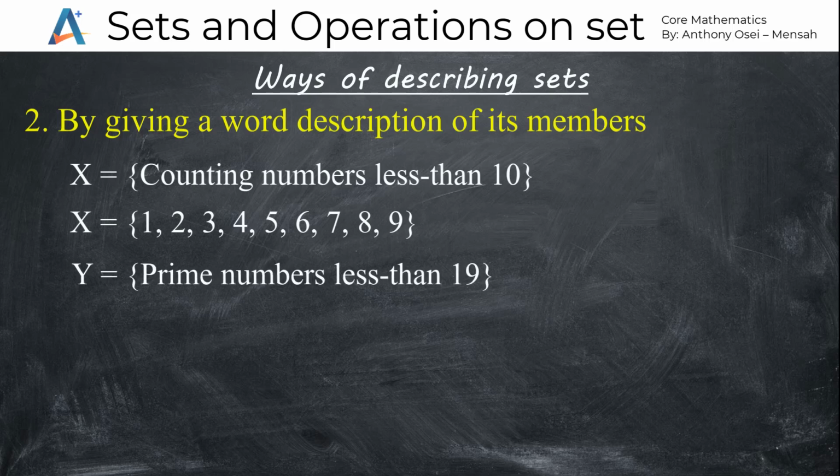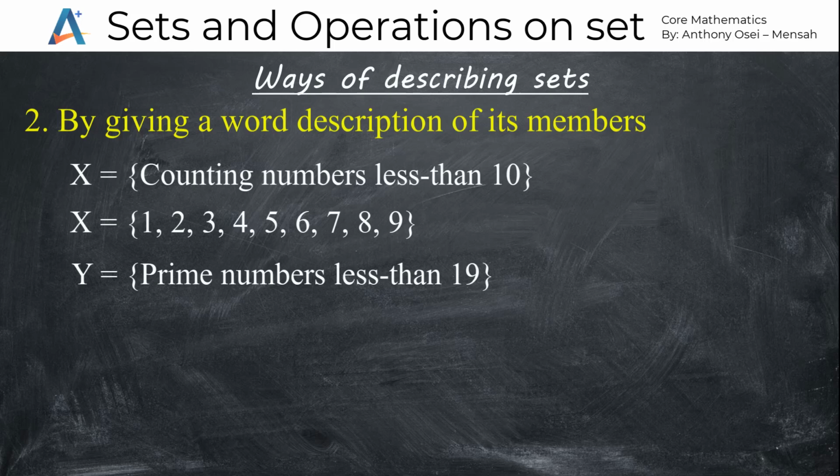Let's say the set Y is equal to prime numbers less than 19. So prime numbers less than 19. Now, if we take all prime numbers from 2 to 19, depending on which one starts first, we shouldn't get to 19. That is the meaning. So all those prime numbers should be less than 19.